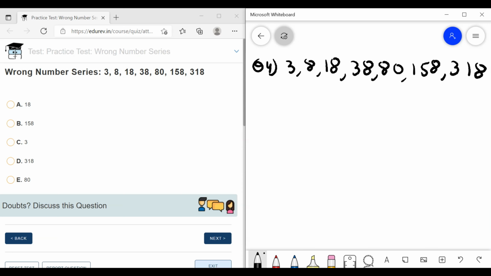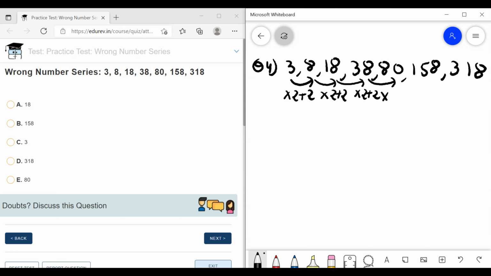Because we can clearly see it's a multiplicative series, we are going to look at it in the same way from the very start. So for 3 to 8, it's into 2 plus 2, right? It could also be into 3 minus 1, but let's try to look at it from this perspective first. So into 2 plus 2. Okay, what about 8 to 18? It's once again into 2 and plus 2, because 8 into 2 is 16 plus 2 is 18. 18 to 38: 18 into 2 is 36 plus 2, 38. Okay, the pattern is being formed. This means 38 to 80 should technically be into 2 plus 2.